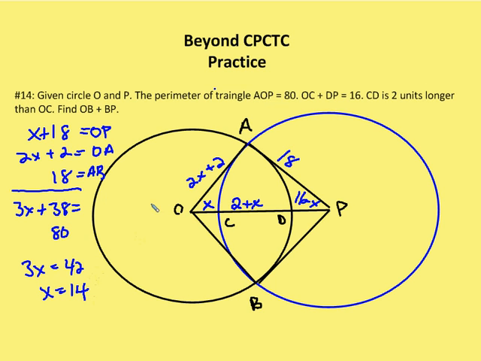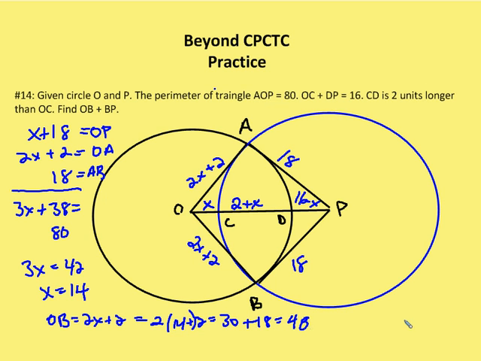So if x is equal to 14, I can find out what OB is. OB is going to be the same as OA, which is 2x plus 2. So 2x, 28, plus 2. OB is equal to 2x plus 2, right? Because all radii of a circle are congruent. And that is equal to 2 times 14 plus 2, which is equal to 30. Then I know that BP is congruent to AP because AP and BP are radii of the same circle. So BP is also equal to 18. I know BP is 18, so the sum of those two will be 48.